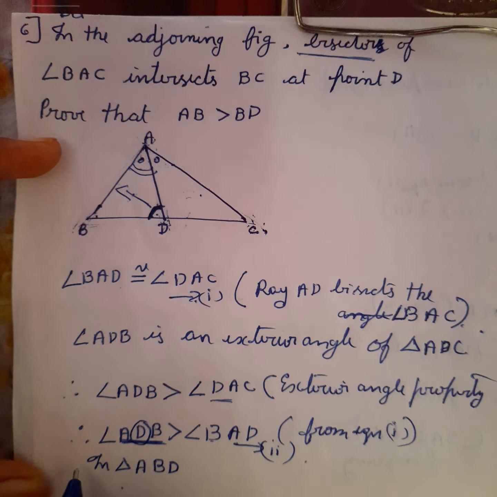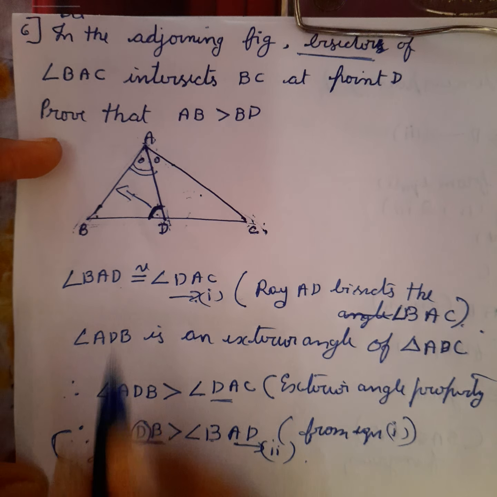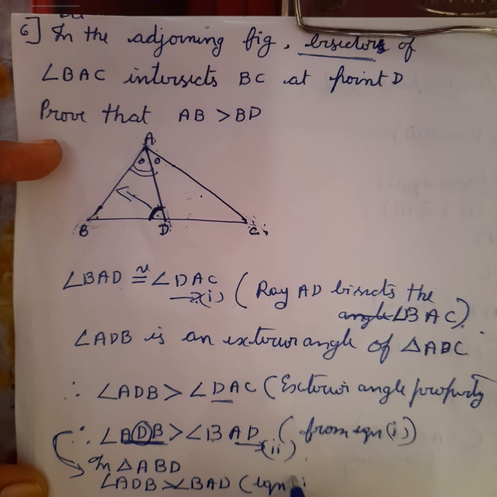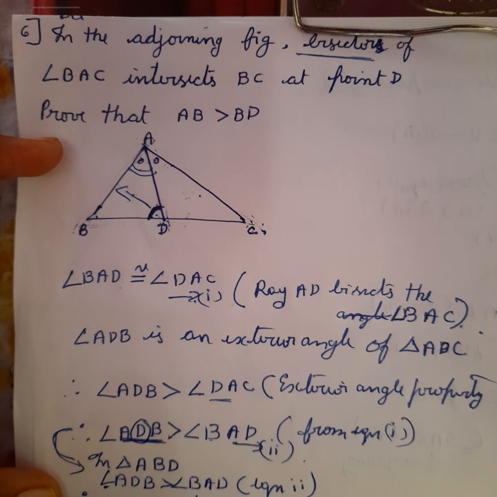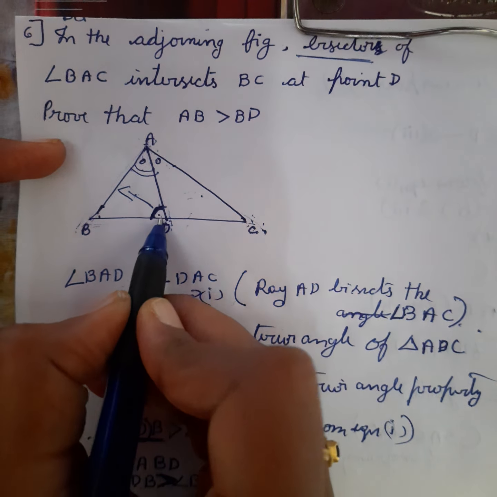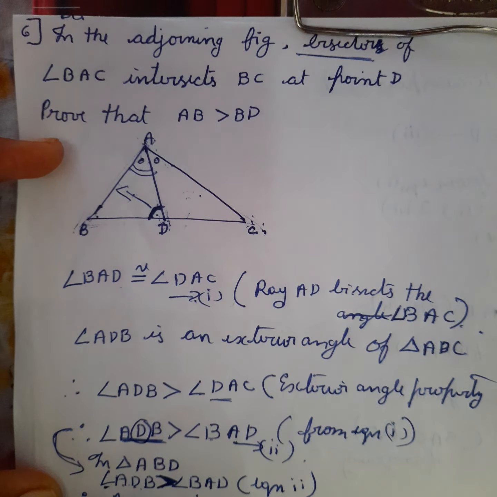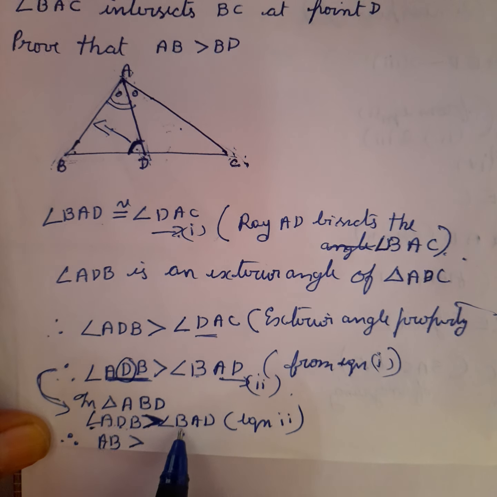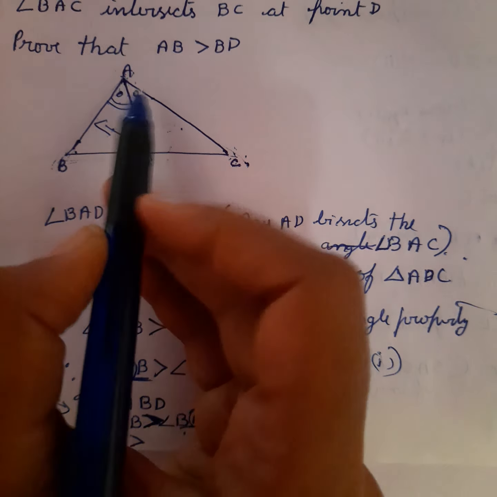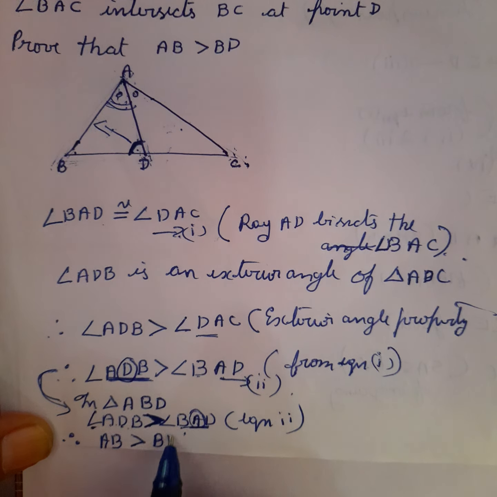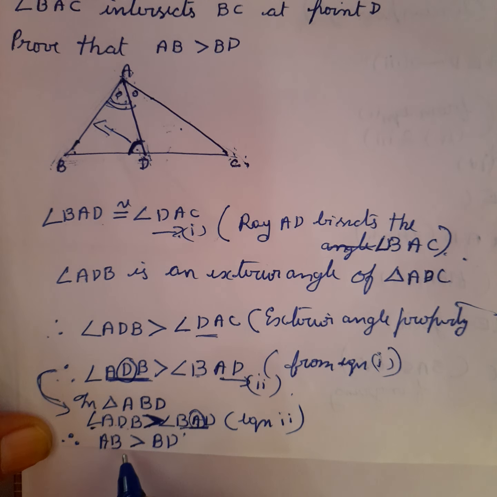Before writing this, I will repeat it. In triangle ABD, angle ADB is greater than BAD, equation 2 written again. Because of this we can say that if ADB is greater, the side opposite to D is AB, so AB is greater than the side opposite to angle BAD. Angle A is this. So the side opposite to angle A is BD, so BD is smaller. AB is greater than BD.